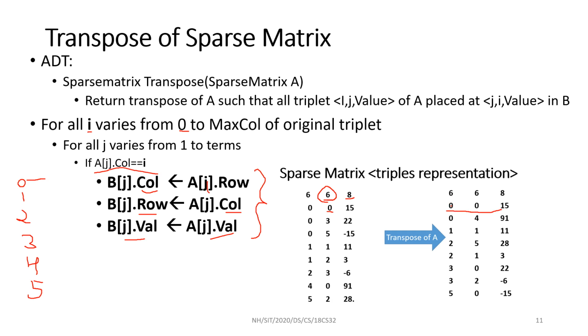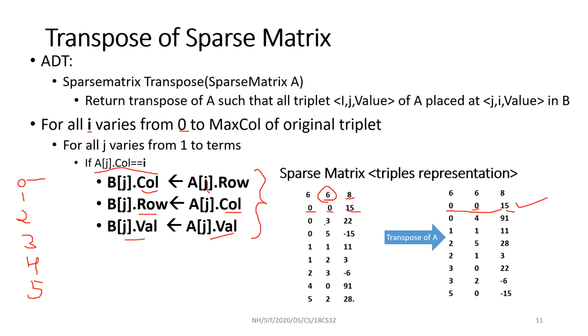Row 0 will become column, the value will be same. That is after the first one. Next, like that, you have to repeat 8 times. Go for the next row. The next row, this one 0 3 2.